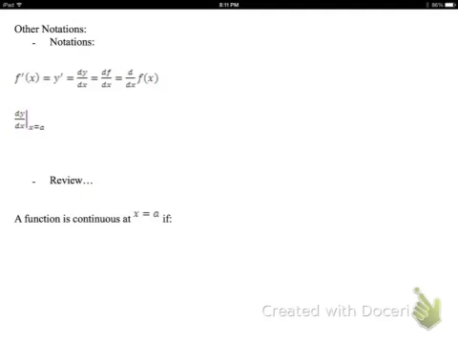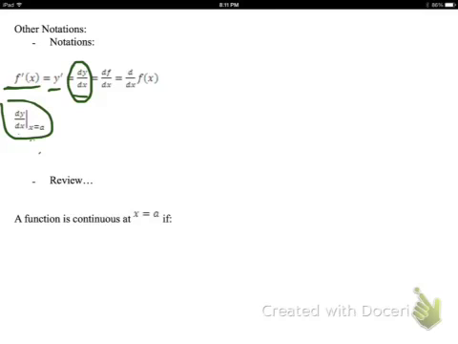Okay, so these are some other notations that you'll see with the derivative. f prime of x means the derivative. y prime means the derivative. dy over dx is the exact same thing as f prime of x or y prime. df over dx, same thing. And then d over dx of f of x. So this is just notation for you to realize dy dx means the derivative. And then this notation down here means the derivative when x equals a. So this is find the derivative and then plug a number into it.